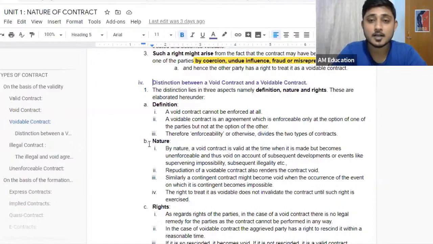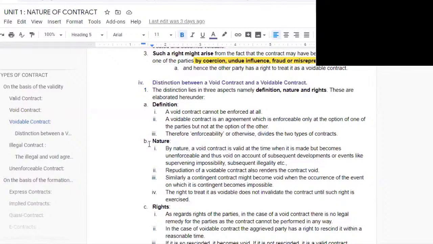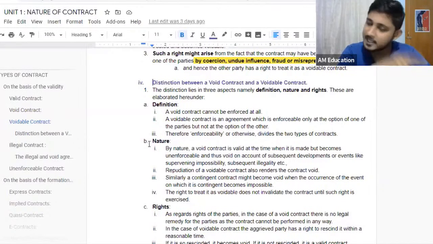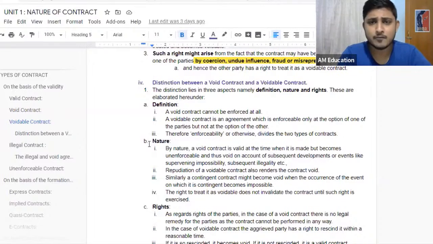So how are void and voidable distinguished on the mere definition? This is a contract which cannot be enforced. This is an agreement which is enforceable only at the option of one party, but not at the option of the other. Therefore, on the basis of enforceability, this cannot be enforced. This can be enforced at the option of one party, and if that party does not want to enforce it, he can stop it. So on enforceability, this is never possible. This still has a chance. Therefore, enforceability or otherwise divides the two types of contracts.